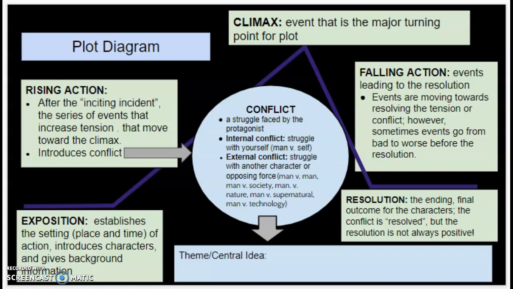So the resolution, I always think that word resolution is interesting because it's not always positive. All right, and I'll be talking about conflict and how that leads to theme or central idea in the next slide.